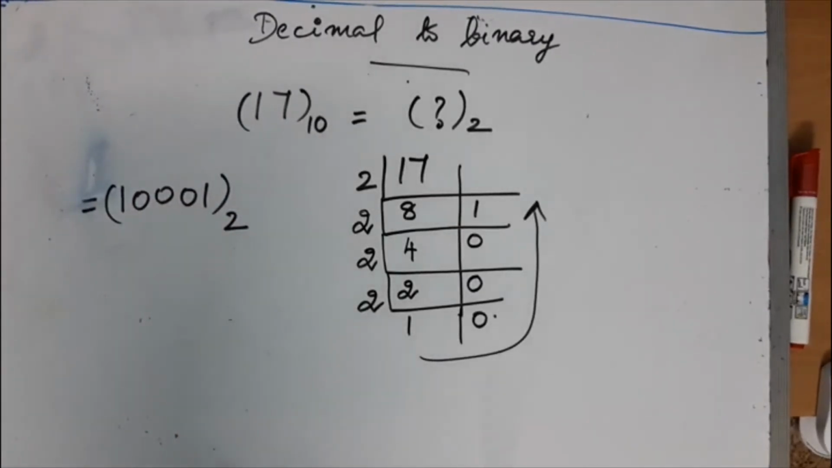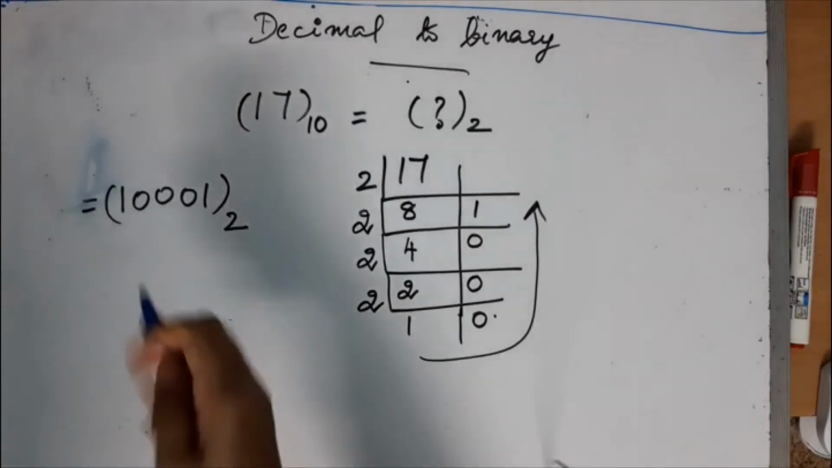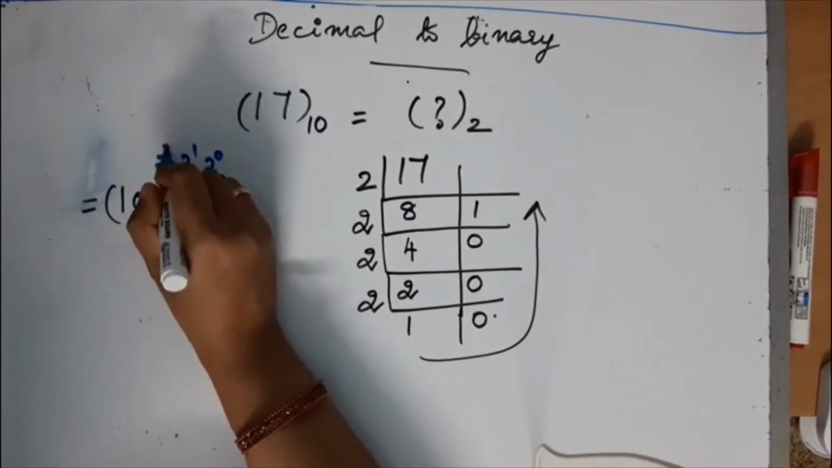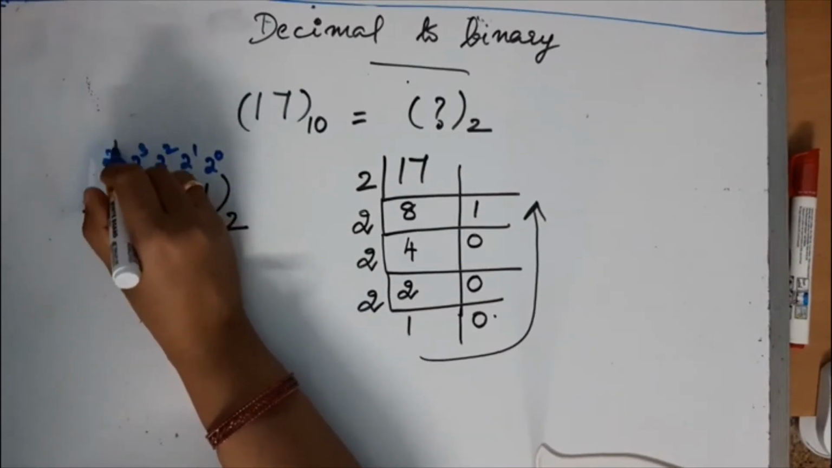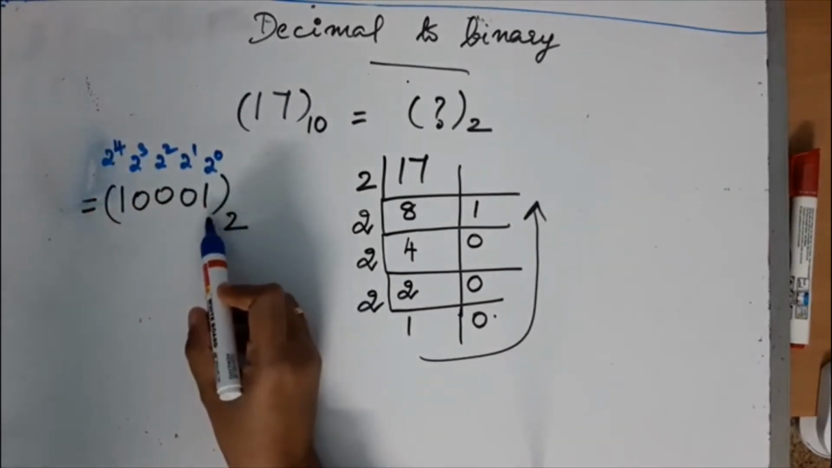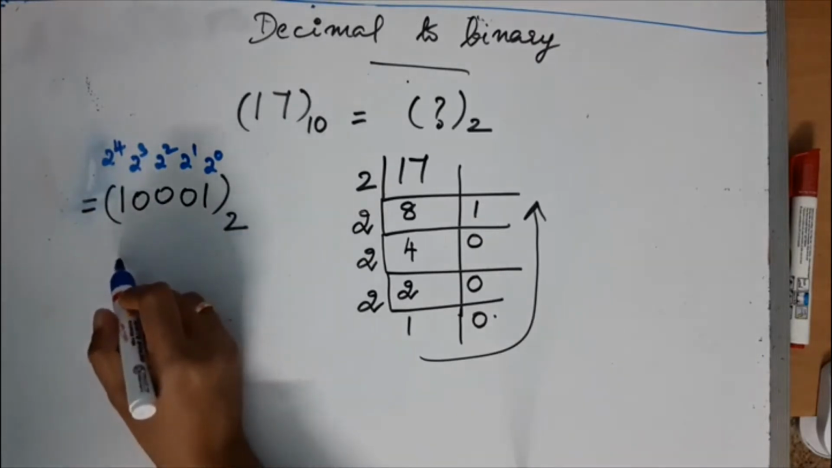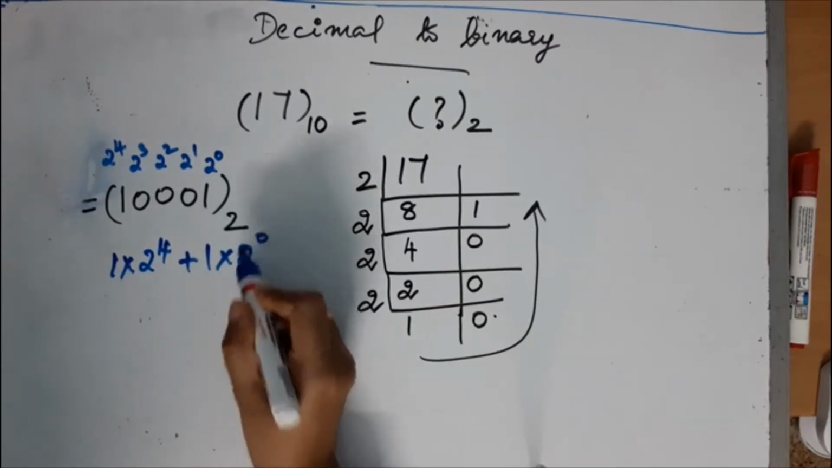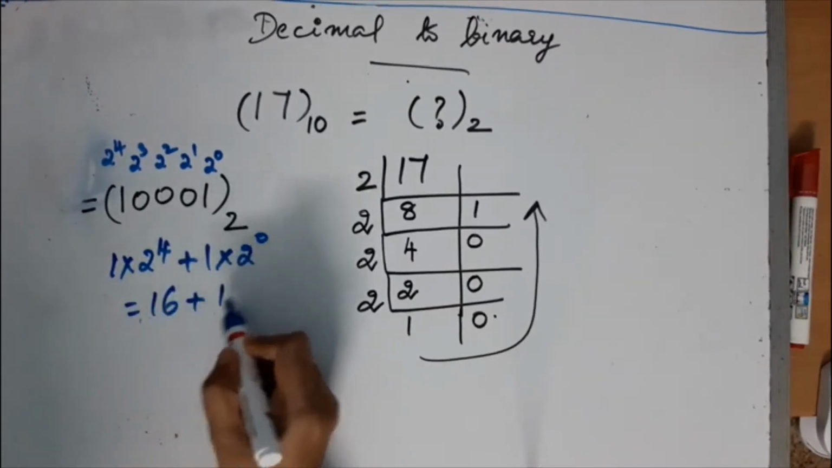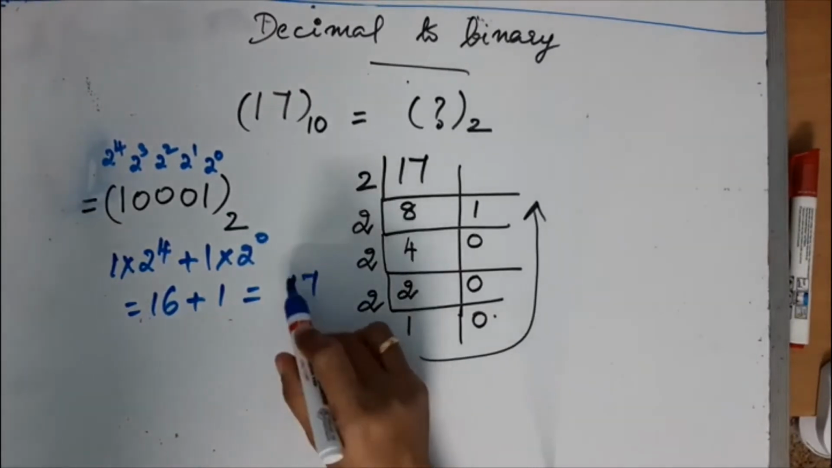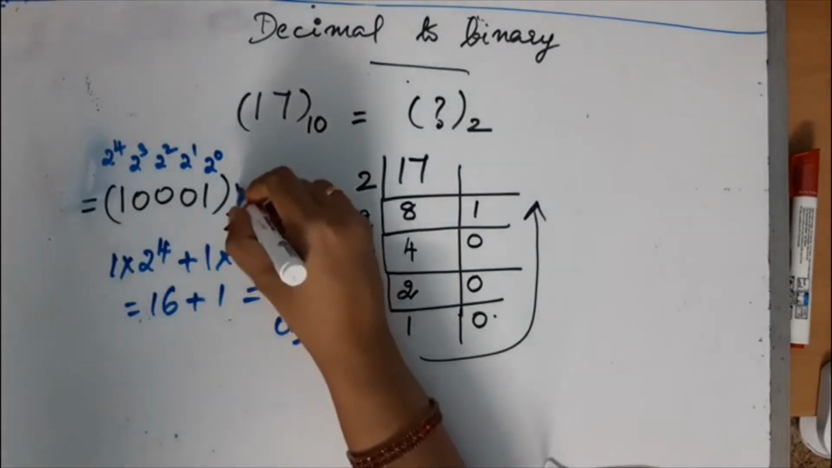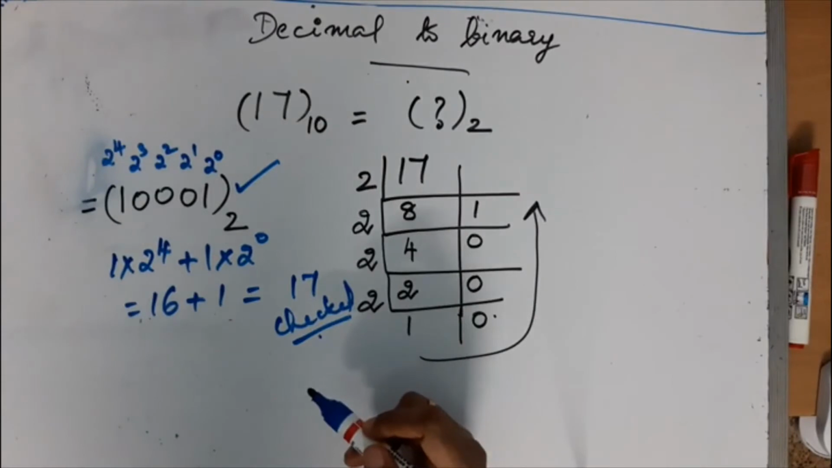So in order to check, this is 2 raised to 0, this is 2 raised to 1, 2 raised to 2, 2 raised to 3 and 2 raised to 4. So 2 raised to 4 plus 2 raised to 0. So 2 raised to 4 is 16 and 2 raised to 0 is 1. So 16 plus 1, it is 17. So hence checked. So this is your answer, and we have proved that the answer is correct.